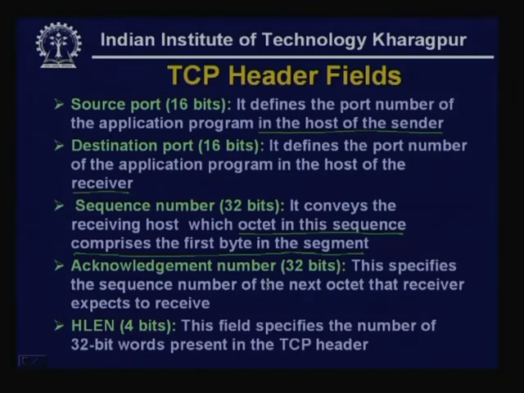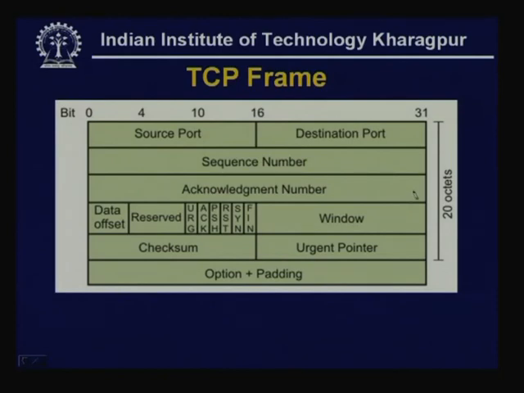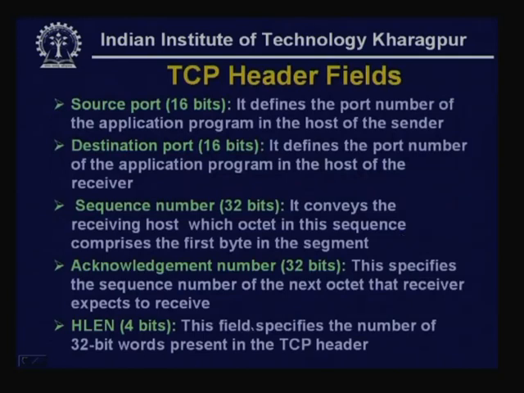Then the acknowledgement number, this specifies again the sequence number of the next octet that the receiver expects to receive, and in both cases 32-bit fields are used. Then you have got header length, which is 4-bit. This field specifies the number of 32-bit words present in the TCP header. So, with the help of this 4-bit field, the number of 32-bit words can be 1, 2, 3, 4, 5, or it can be more, or it can go up to 20 octets. And it specifies in terms of the 32-bit words.